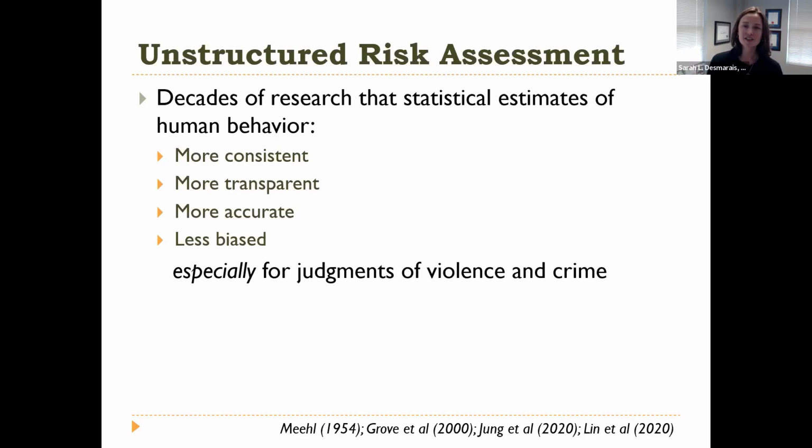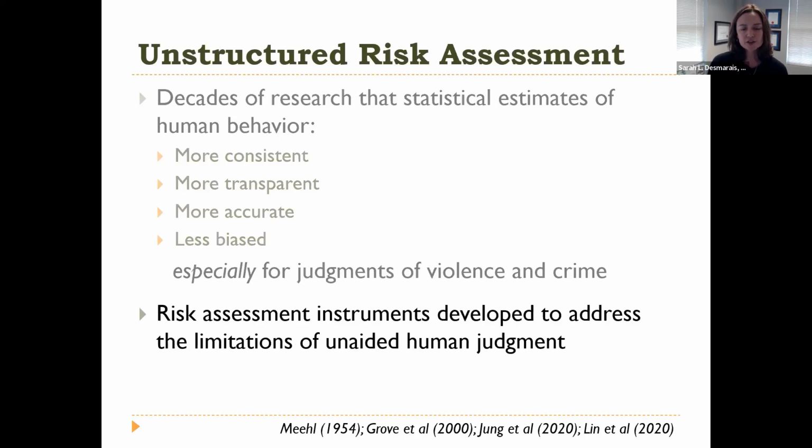Now, we'll get into some nuance there because, of course, the information that's going into these statistical estimates will influence the accuracy and the bias. However, overall, as early as the 1950s and as recently as 2020, we're still finding that these statistical estimates of human behavior, and specifically of violence and crime, are more accurate than unstructured risk assessments. So just a reminder when we move further in this conversation, that risk assessment instruments themselves were developed to address these limits, these concerns about unaided human judgment. So these concerns about consistency, transparency, accuracy, and bias.